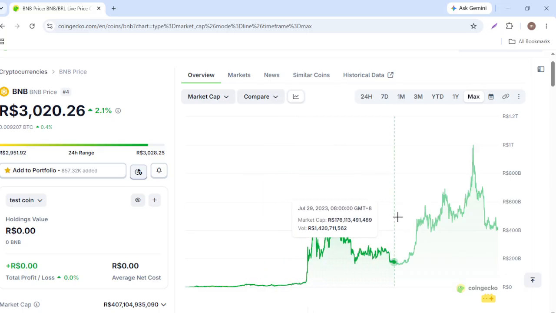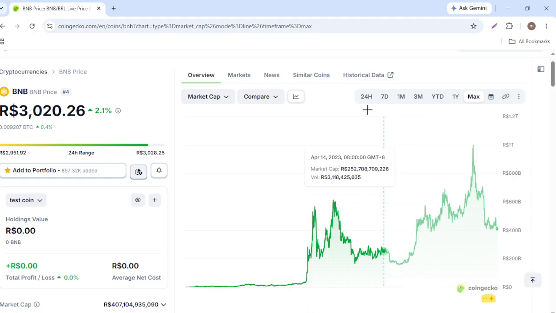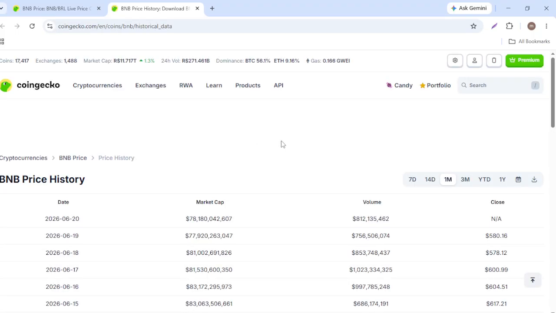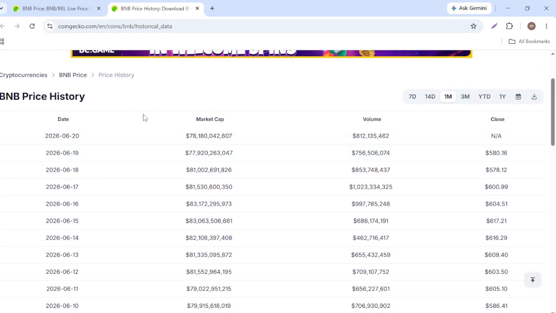You'll see a tab labeled Historical Data. Once you click that, you get a clean, table-based view of the coin's performance: the opening price, the high, the low, the closing price, and the total market cap for that day.